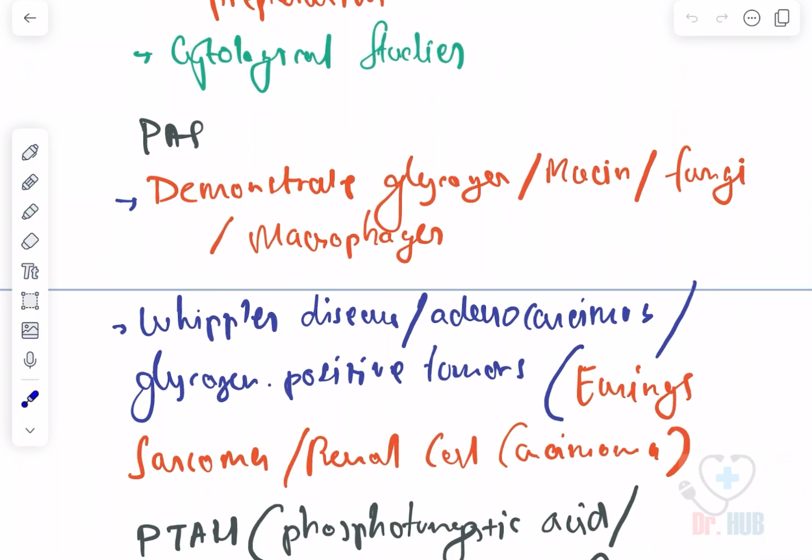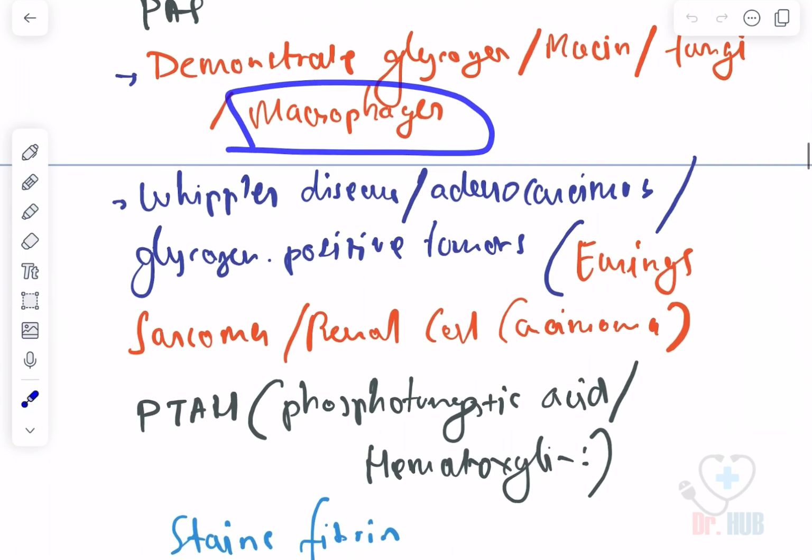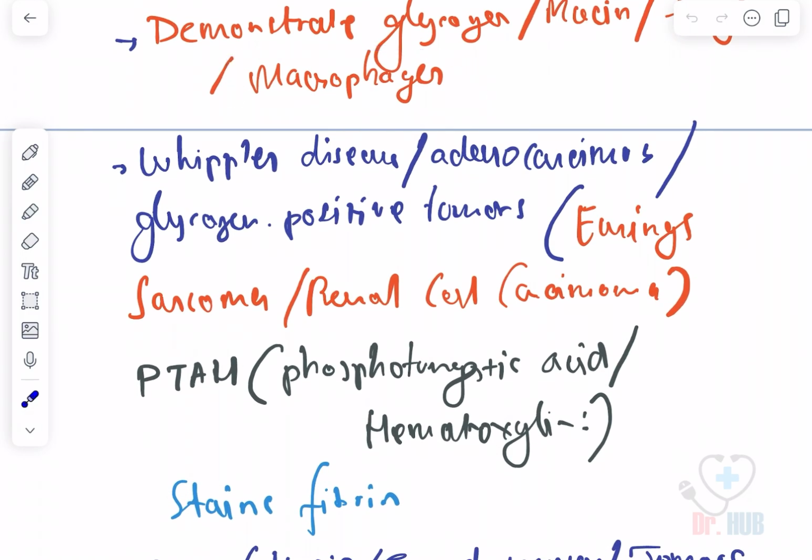Then the PAS stain. This demonstrates the glycogen, mucin, fungi as well as the macrophages. Then moving on, also in case of Whipple's disease, adenocarcinomas, glycogen positive tumors such as the Ewing sarcoma, the renal cell carcinoma.